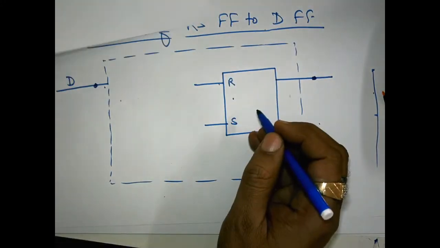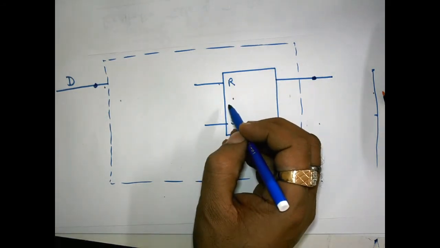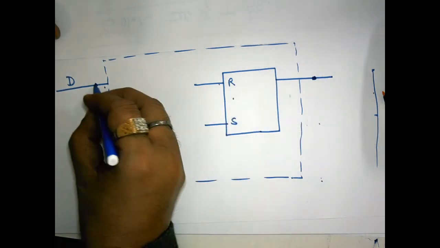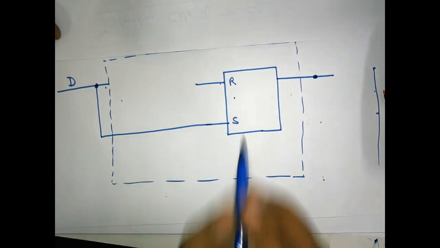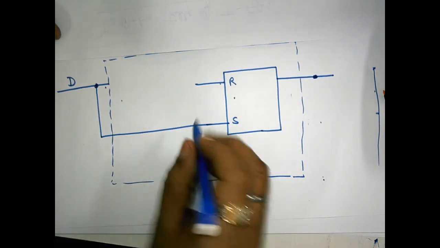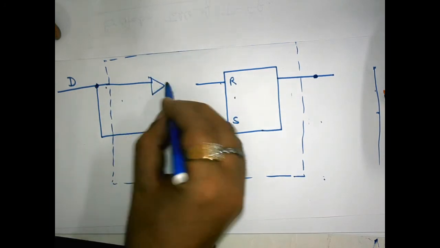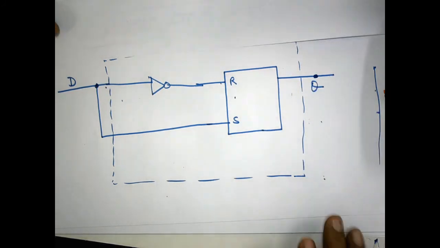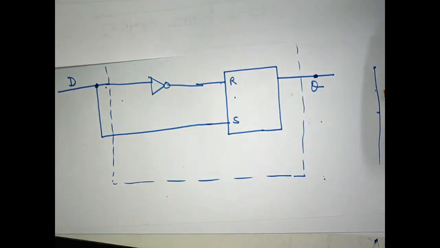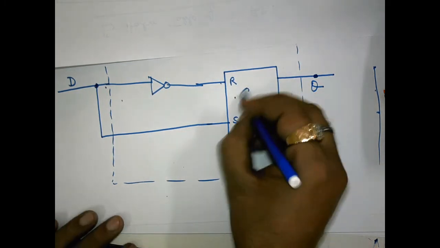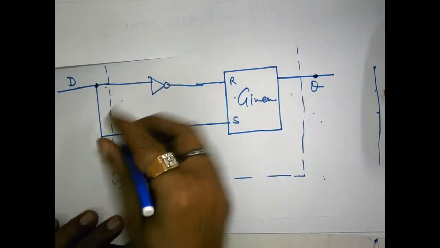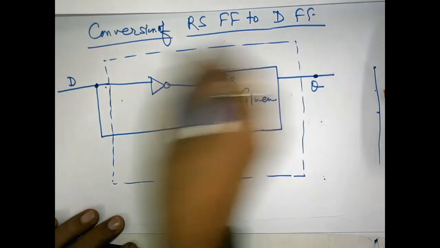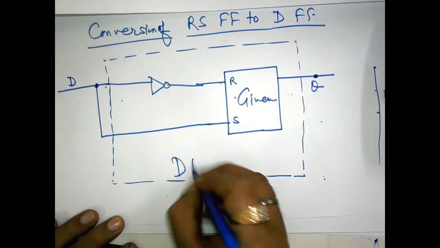Now according to this realization, what should be applied at S? It is D. And what should be applied at R? It is D bar. So simply by this modification, this SR flip flop becomes the D flip flop. Are you following this track of realization? The given flip flop is this. The required flip flop is this one, shown by the outer broken line. This is the D flip flop. This is our required flip flop.